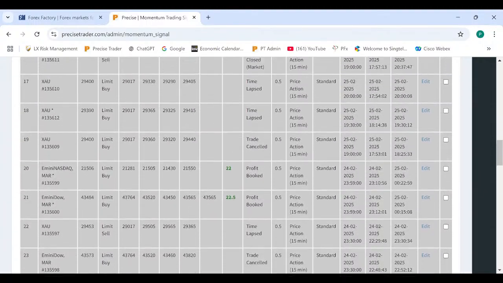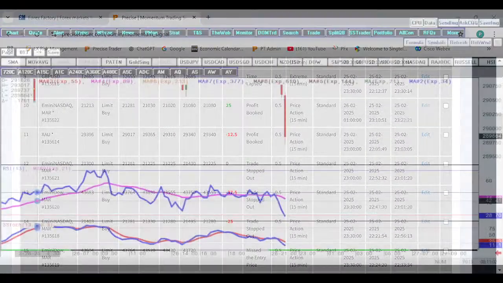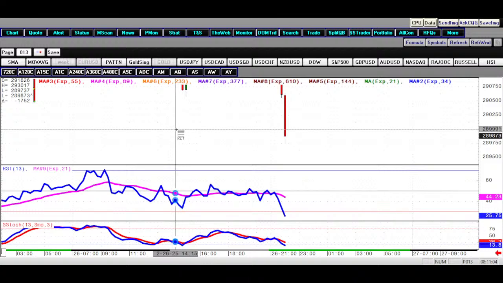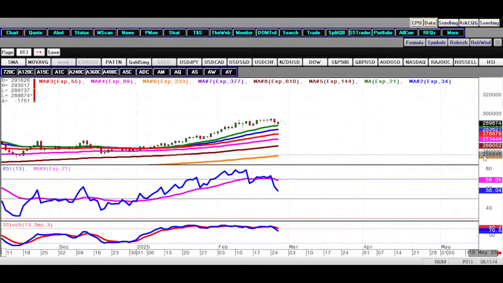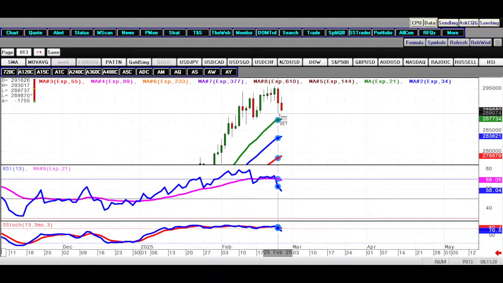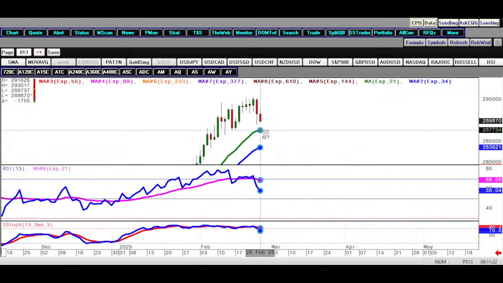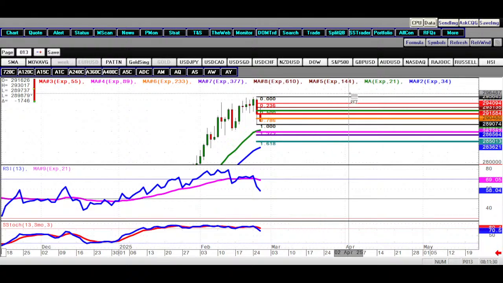So let's do the analysis, then after that we will go on to Nasdaq. Here is gold daily. If 2890 breaks, price is expected to move towards 2880, or lower.